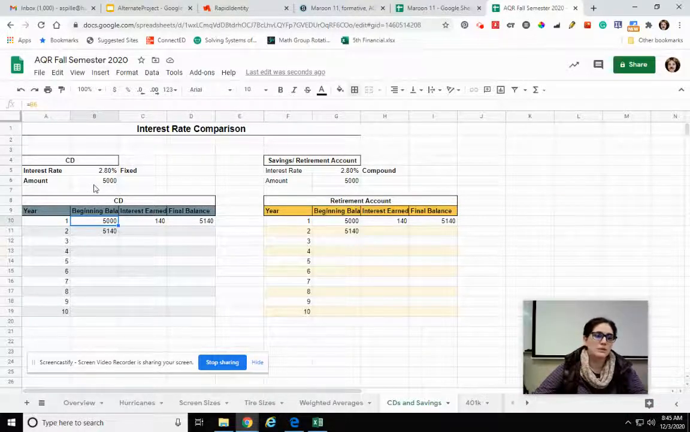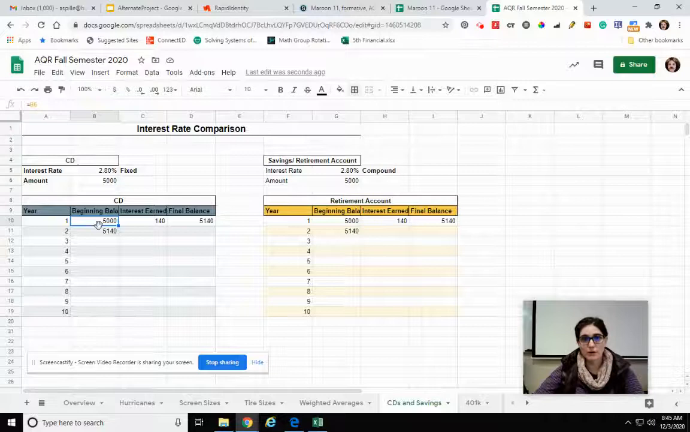I'm assuming that I put $5,000 in to start in both my CD and my savings account, and I'm assuming 2.8% interest on both of them. As you're setting this up in your table, you should not type in a single number ever. You should type the year, but all of this other stuff needs to be calculations. If it's typed in as a number, I'm just not giving you credit for it, because this is what we're learning. We're making Excel do this for us.